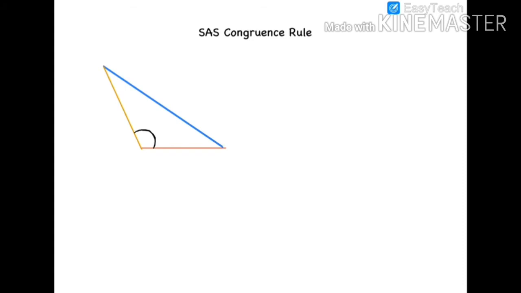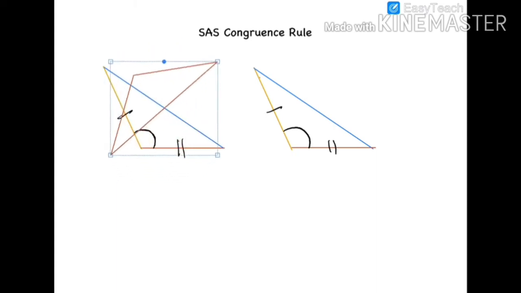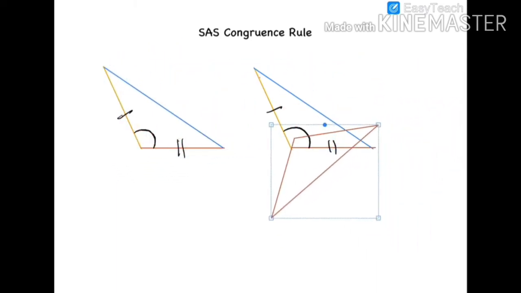According to SAS congruence rule, if we have two triangles in which two corresponding sides are equal and the angle contained between these two equal sides is also equal in these two triangles, then these two triangles will be congruent. That means these two triangles will have same shape and size, no matter what the orientation of these two triangles will be.